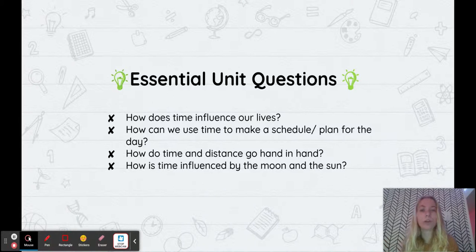If something is further away, would it take a shorter or a longer amount of time to get there? And how is time influenced by the moon and the sun? If the sun is directly above us, would that be closer to 12 p.m. or 4 p.m.? If the sun is in the west, is it setting or is it rising?